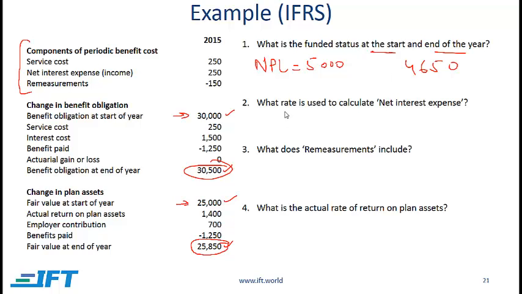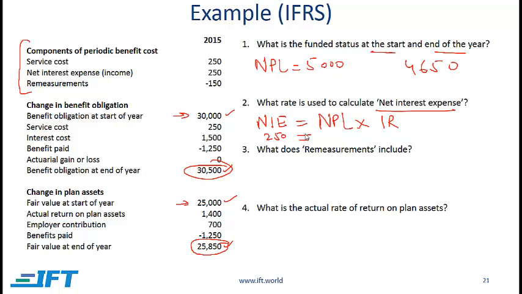Next question, what rate is used to calculate the net interest expense? Now you might recall from our IFRS discussion earlier that the net interest expense is equal to the net pension liability times the interest rate. In our case, the net interest expense is given, this is 250, and the convention we are using is that the expenses are shown as positive numbers and any income or gains are shown as negative numbers. So the net interest expense is 250.